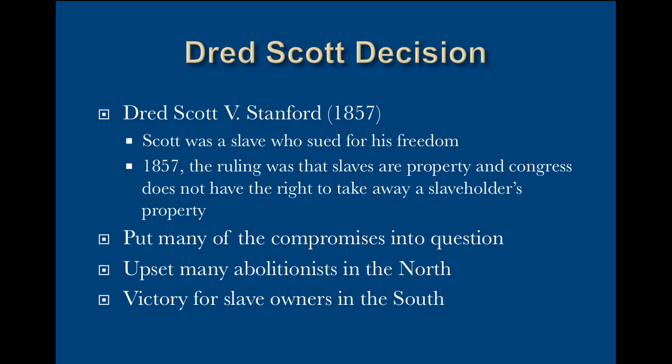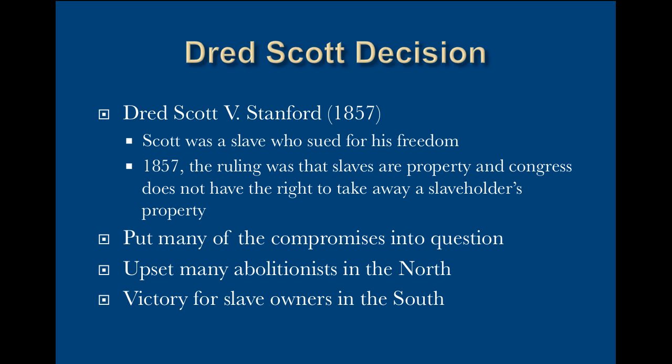Well, the ruling was that slaves are property and that Congress didn't have the right to take away a slaveholder's property. So it said basically that he was property, he had no right to bring a case to court, and Congress didn't have the right to take over that slave owner's property. So this was a win for the South.